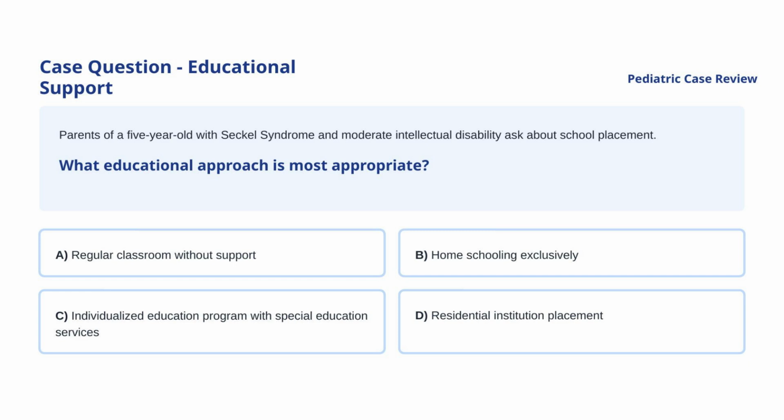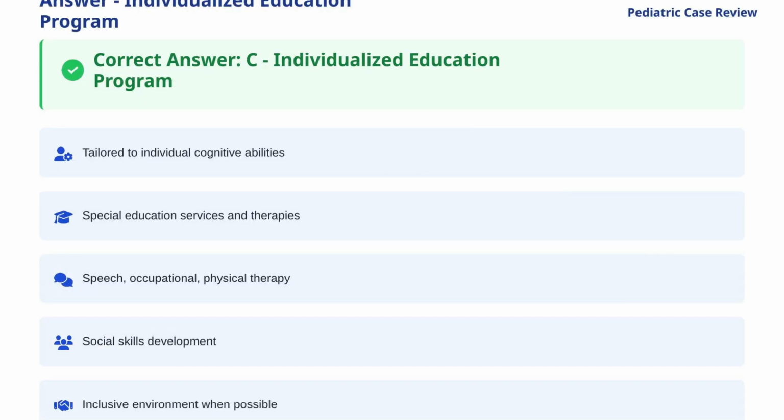Case 20. Parents of a 5-year-old with Seckel syndrome and moderate intellectual disability ask about school placement. What educational approach is most appropriate? Option A, regular classroom without support. Option B, homeschooling exclusively. Option C, individualized education program with special education services. Option D, residential institution placement. The correct answer is C, an individualized education program tailored to the child's cognitive and physical abilities is most appropriate.